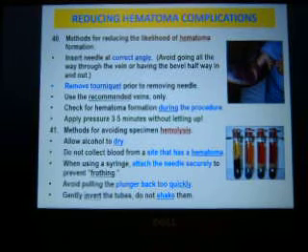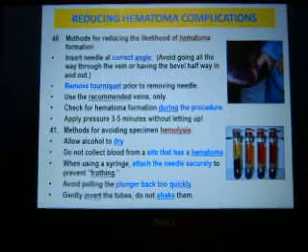Okay, so if you insert the needle in at the correct angle, you want to avoid going all the way through the vein or having the bevel halfway in or out, because that can lead to a hematoma. You always want to remove that tourniquet prior to removing the needle, okay?